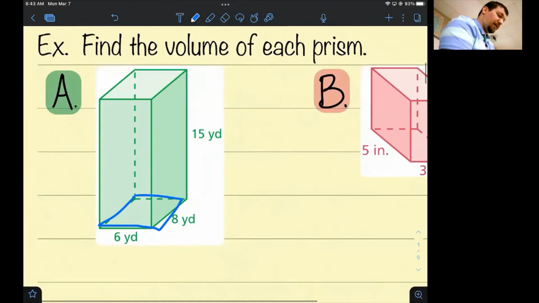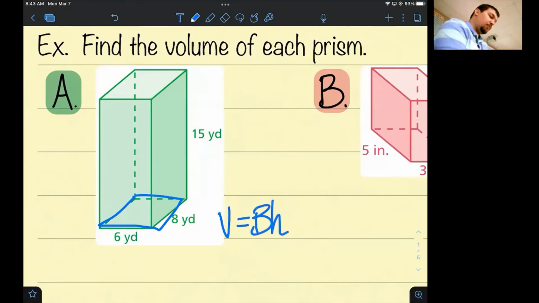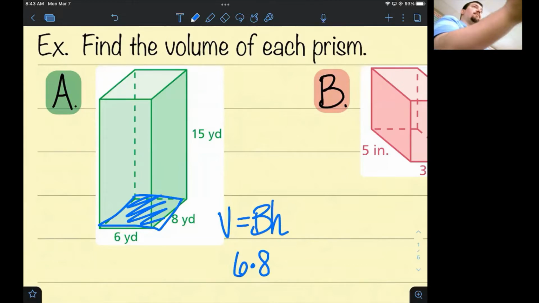And I use the formula V equals capital B H. Capital B would mean finding the area of that bottom base. What two lengths am I going to multiply together to find it? What is it? 6 times 8. And then the height would be how far it is from the bottom base to the top base.